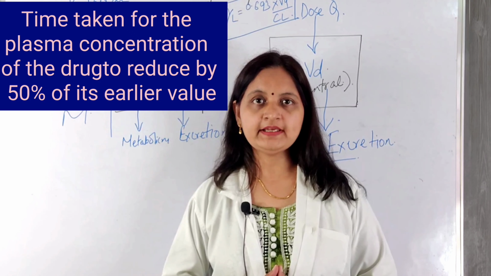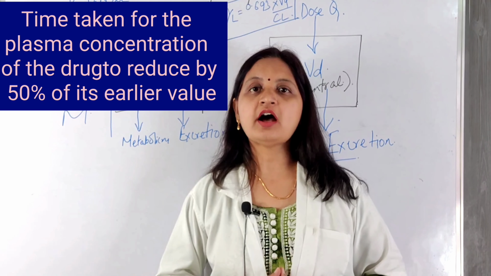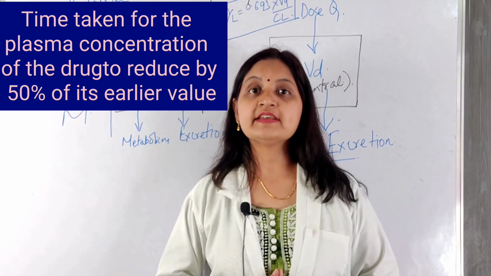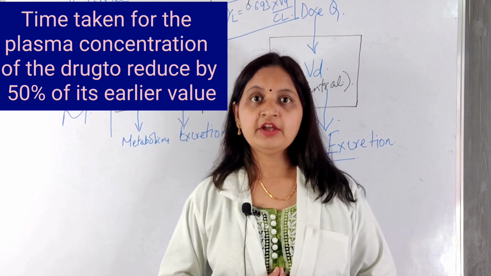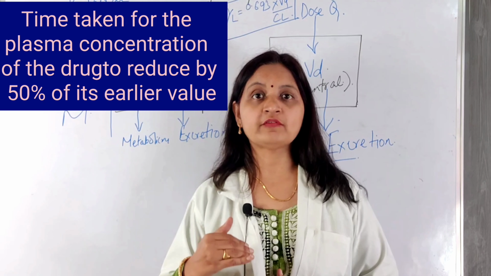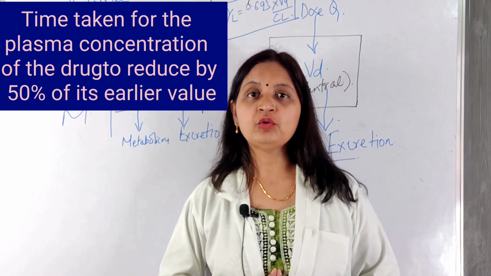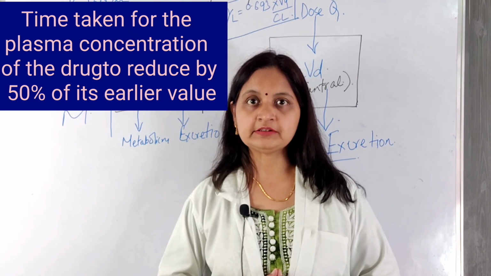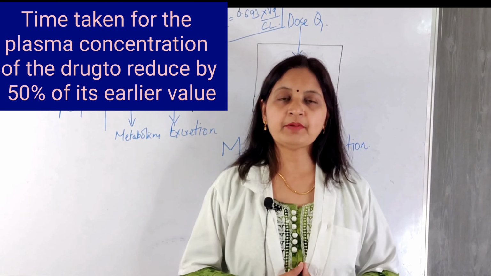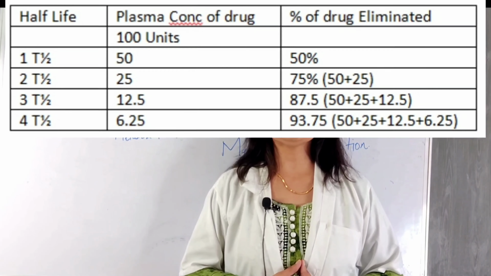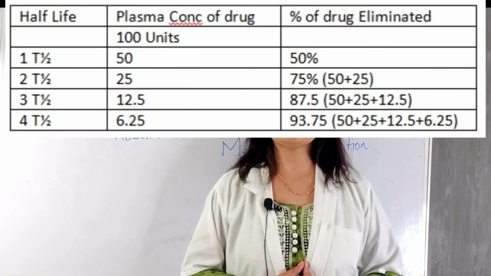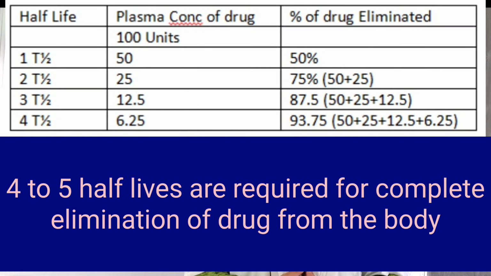Half-life in the context of medical science refers to elimination half-life of the drug. Half-life is defined as the time taken for the plasma concentration of the drug to reduce by 50% of the earlier value. It is also known as elimination half-life of a drug. So let us assume the plasma concentration of the drug to be 100 units. So in 1 T half, the plasma concentration reduces by 50% and the concentration is 50 and 50% of the drug is eliminated from the body.